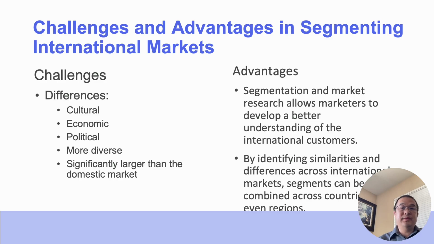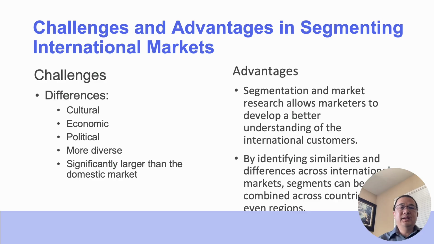Number 4, more diverse markets. International markets are much more diverse than domestic markets. Companies must consider many factors at once: the language, religion, climate, income, culture, and consumer preferences. This makes marketing much more complex.